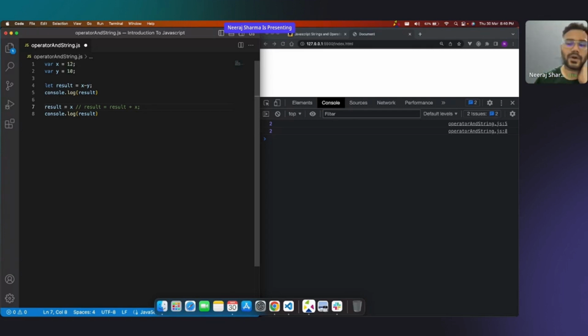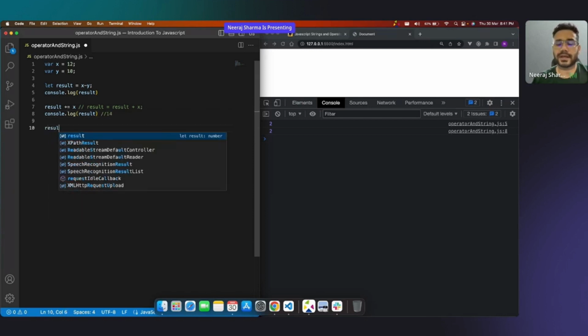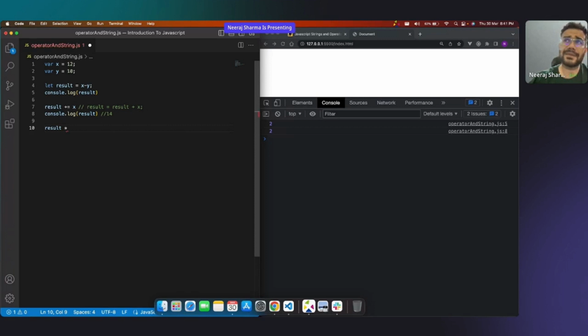We also have something called exponential assignment. Now what is exponential assignment? Okay, let me just have this one here first. We already have 14 here, right? Now say result star star equals something. If I say star star equals 2, and if I do console.log result, let's see that.